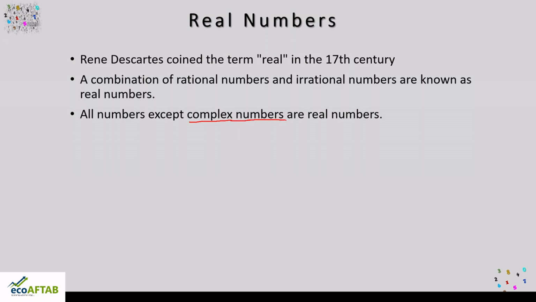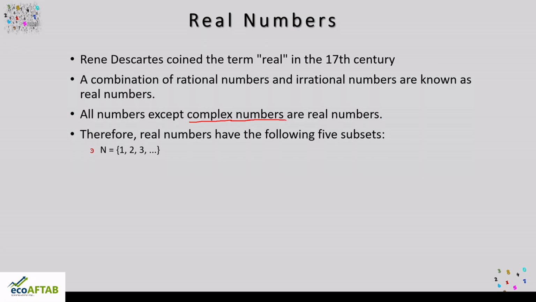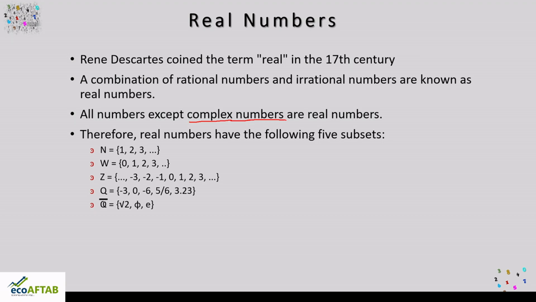All numbers except complex numbers are real numbers. So what are these real numbers? Therefore, real numbers have the following 5 subsets. Natural numbers 1, 2, 3 are real numbers. Along with 0, even 0 is a real number. All negative integers, positive integers along with 0 are also real numbers. All the rational numbers are also part of real numbers, and even the irrational numbers are also part of real numbers. So on the number line, how can we represent the real numbers?